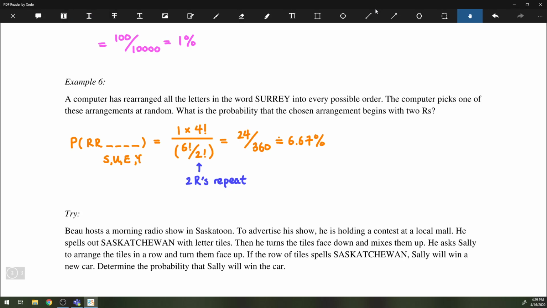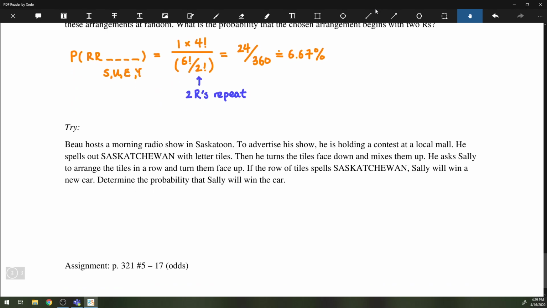Okay, finally, the last one. We're looking at the word Saskatchewan. The idea here is we're going to randomize the letters in the word Saskatchewan and then see what's the probability that we put it all back together correctly. So let's see. Saskatchewan has 3, 6, 9, and 12. 12 letters.